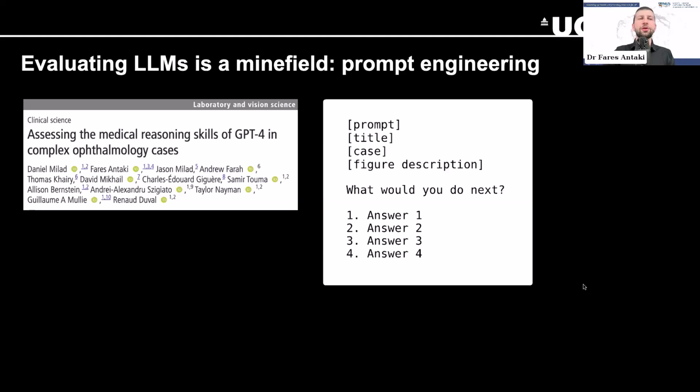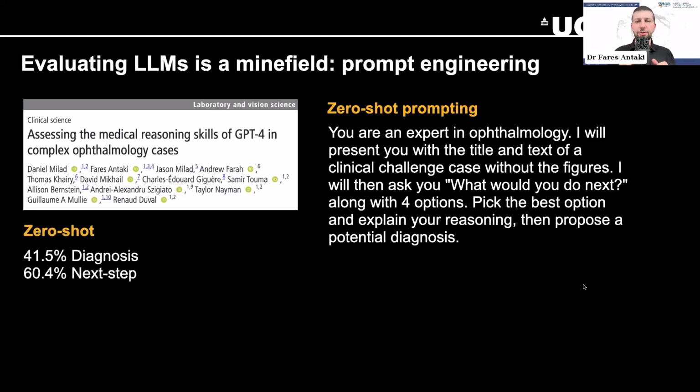We tested the model using zero-shot prompting. So zero-shot means we don't tell the model, we don't give it examples. We just instruct it to set the scene. And what we get is it scores really well, 40% in open-ended diagnosis, which, those are challenging cases. And then it scores 60% at determining the next step, which is a multiple choice question.